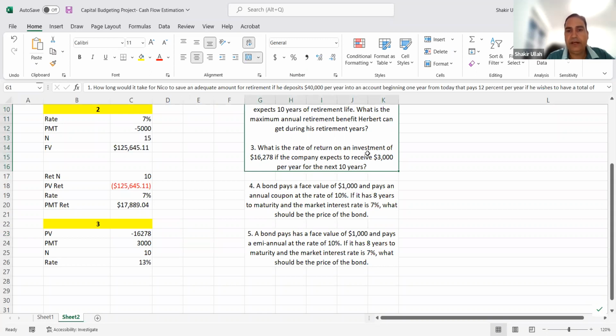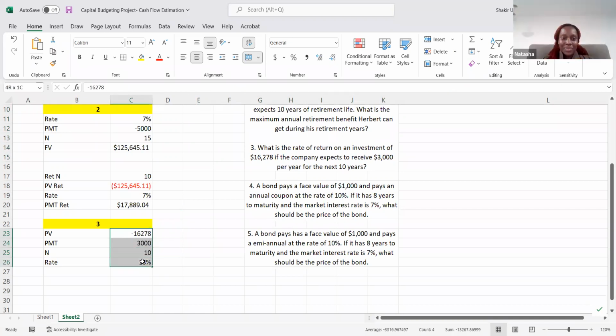Okay. Now number 3, this one. What is the rate of return on an investment of 16,278 if the company expects to receive 3,000 per year for the next 10 years? So the 3,000 per year will be considered a payment. Exactly. Okay, good. You can break it down yourself. Let's do that.